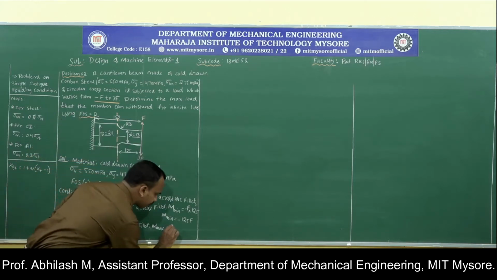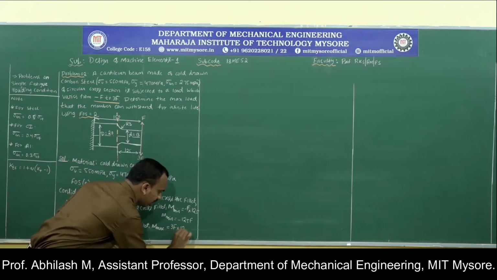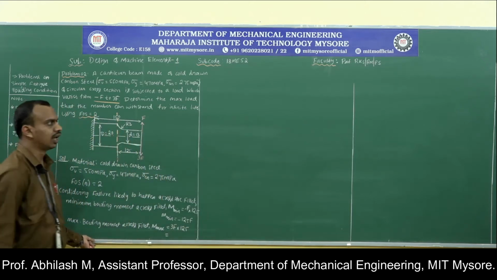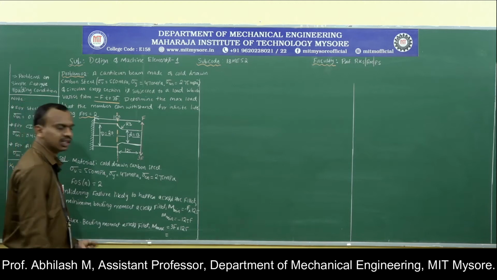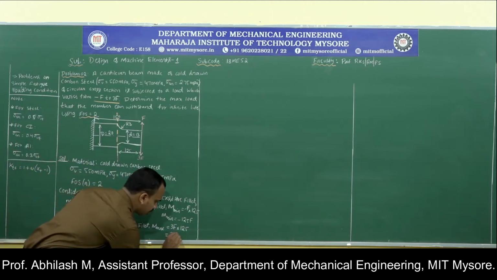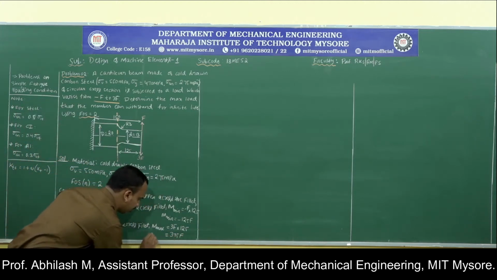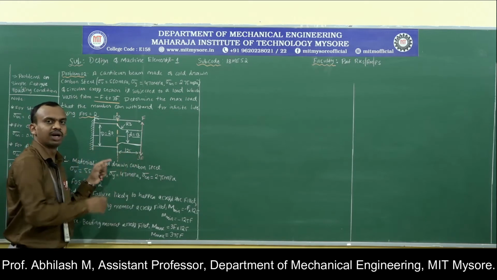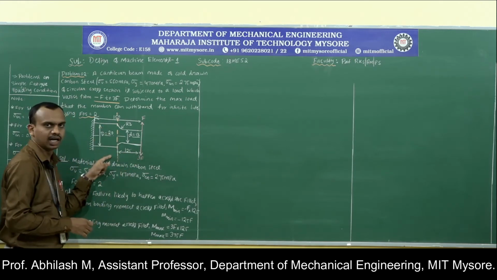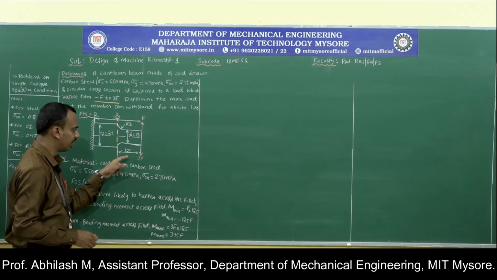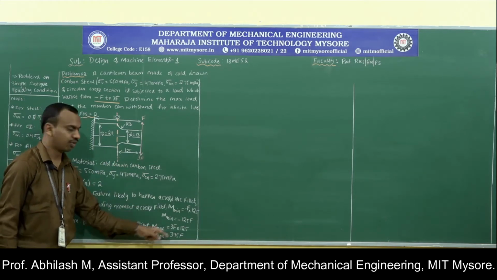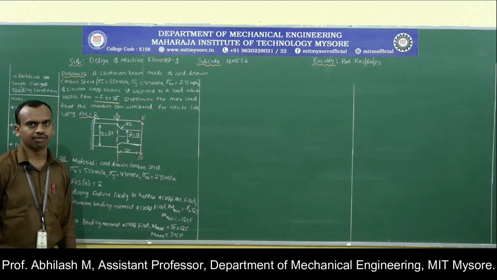So, it is 3F into 125. So, what is 3F into 125? It is 375F. 375F is the maximum bending moment. We have identified the bending moment that is occurring at the filleted region, where the value is varying from minus 125F to 375F. We are supposed to identify the value of F.